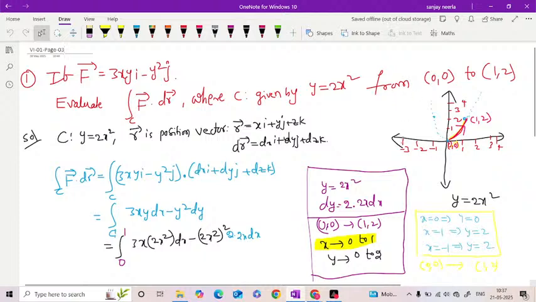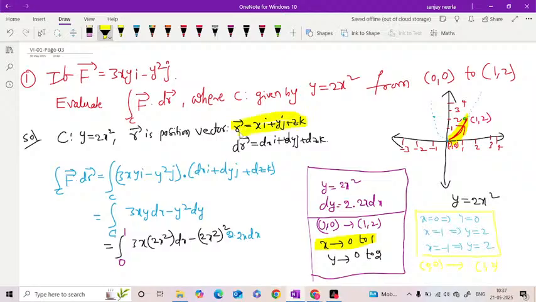So first of all, draw the diagram. In this diagram it is a parabolic structure. So here you have to take this path only, (0, 0) to (1, 2), this is the path, and r is the position vector. That means r is equal to x i plus y j plus z k, and dr is equal to dx i plus dy j plus dz k.